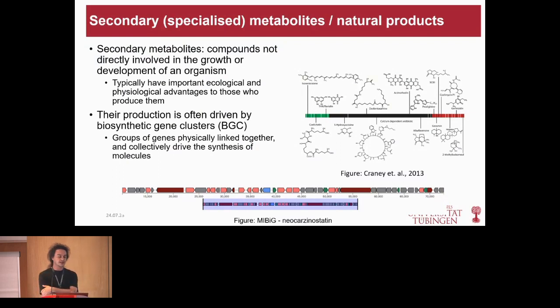When we talk about secondary or specialized metabolites, or natural products as they are also called, these are compounds that organisms produce, but they're not directly involved in their growth or development. They typically have important ecological or physical advantages to those who produce them. The production of these molecules is often driven by so-called biosynthetic gene clusters, which are groups of genes that are physically linked together and collectively drive the synthesis of molecules.